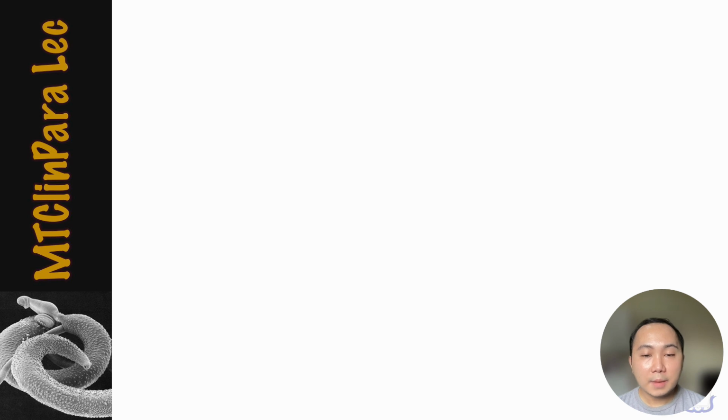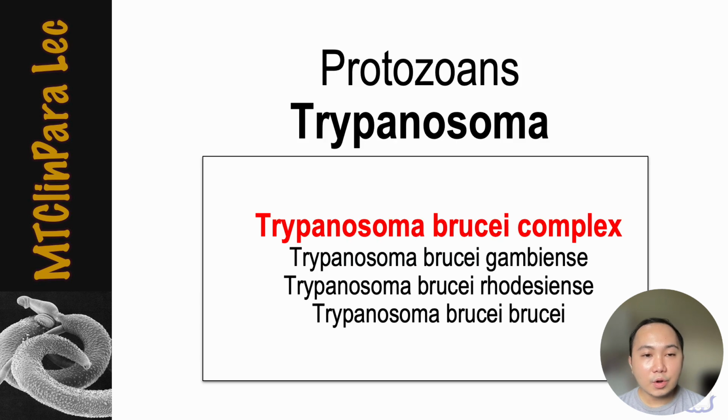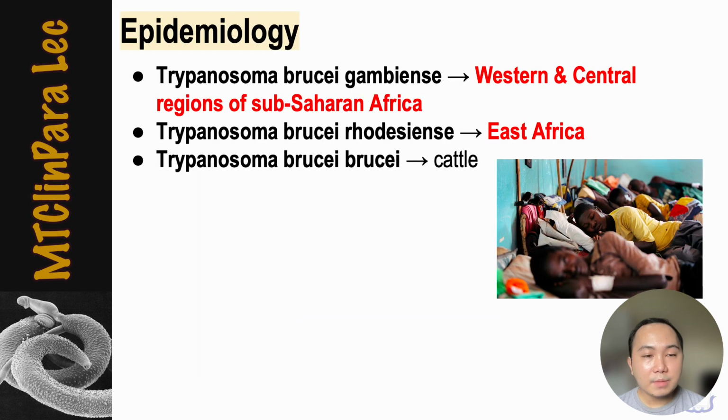So we're done with Trypanosoma cruzi. So let's move on to Trypanosoma brucei complex. So this complex is associated with the three types of Trypanosoma parasite. So your Trypanosoma brucei gambiense, Trypanosoma brucei rhodesiense, and Trypanosoma brucei. So let's move on. So for the epidemiology, your brucei gambiense, or let me call it gambiense for short.